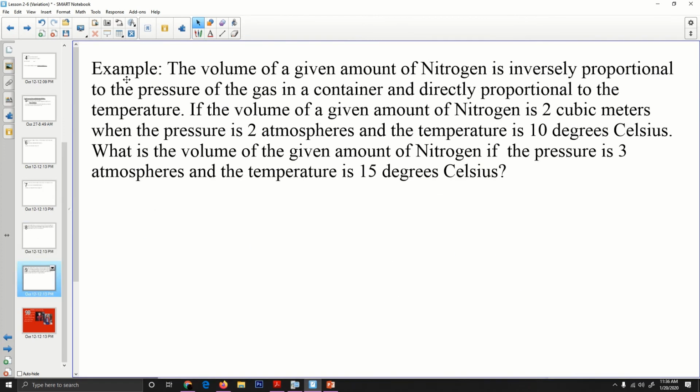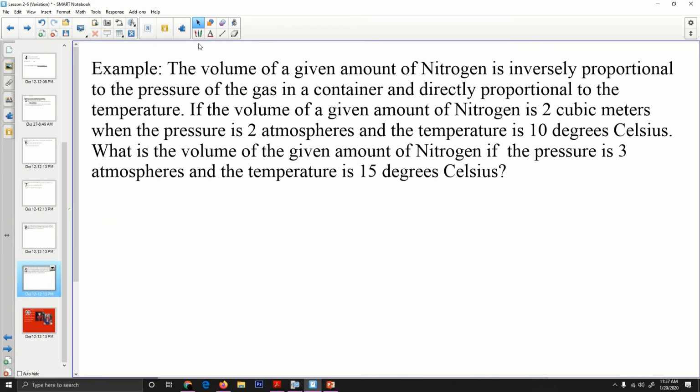Okay, last example. The volume of a given amount of nitrogen is inversely proportional to the pressure of the gas in the container and directly proportional to the temperature. If the volume of a given amount of nitrogen is 2 cubic meters when the pressure is 2 atmospheres and the temperature is 10 degrees Celsius, what is the volume of the given amount of nitrogen if the pressure is 3 atmospheres and the temperature is 15 degrees Celsius? Okay, so let's start going through the stuff.